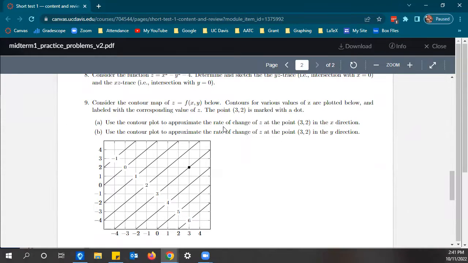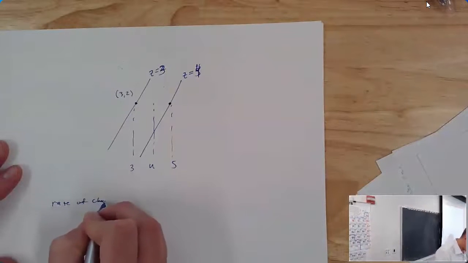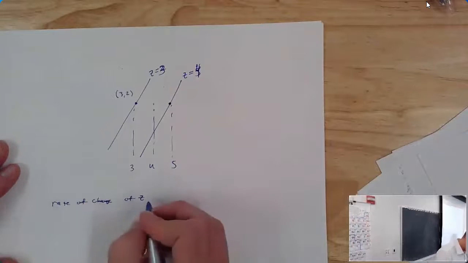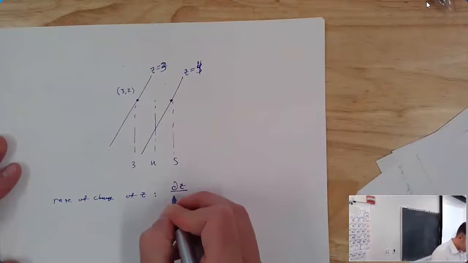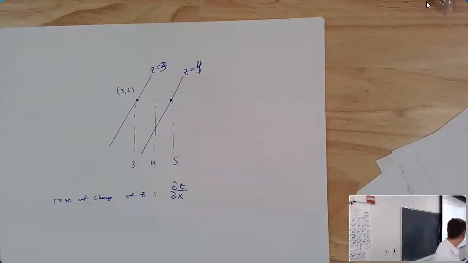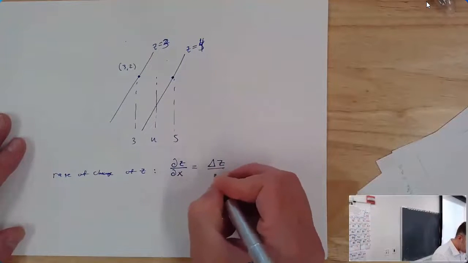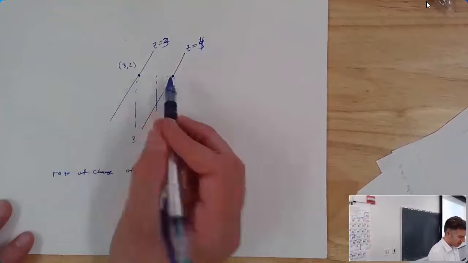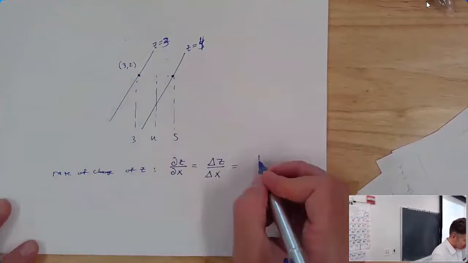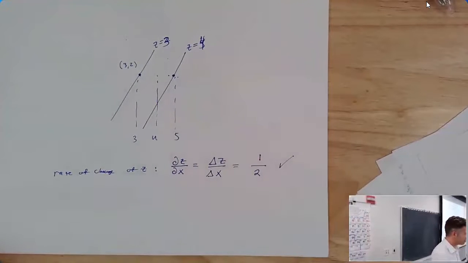And they're asking, approximate the rate of change of z. So we want to find what's the rate of change of z. In other words, what's the derivative of z with respect to the direction we are going? Or in approximation terms, what's the change in z over the change in x? So from here to here, how much did z change? From here to here, how much did x change? That's it.